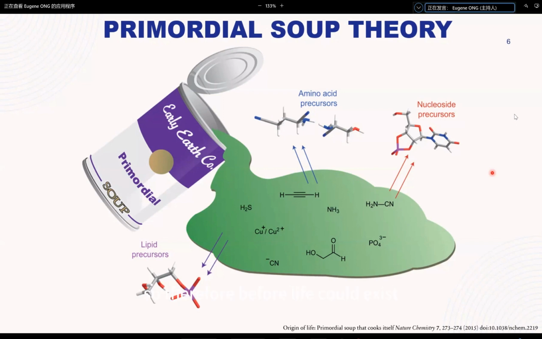So therefore, before life could exist, according to scientific theory, there is a mixture of these chemicals which are found not only on Earth, but also, for example, in meteorites or comets and so on. So scientists believe that these are some of the precursors that lead to the formation of organisms and also molecules that could carry and transfer information.